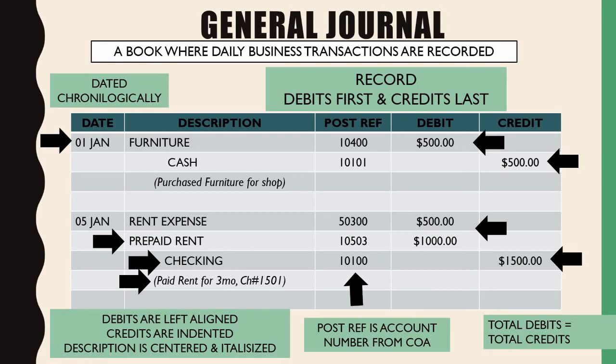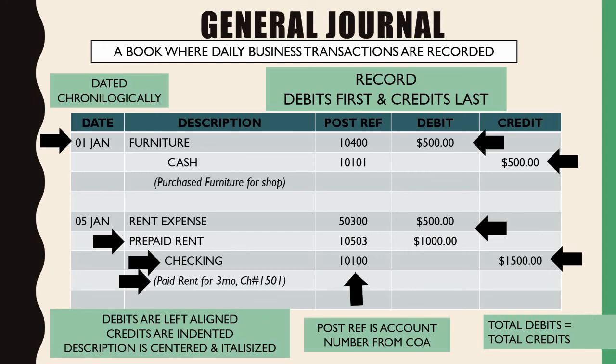A few other things I want you to recognize is understanding the rules of recording your debits first and then recording your credits last. For example, when we look down here at the bottom, debits will always be left aligned. They will always be left aligned. The way you determine your credit is you're going to indent. That's going to ensure that that is a credit.